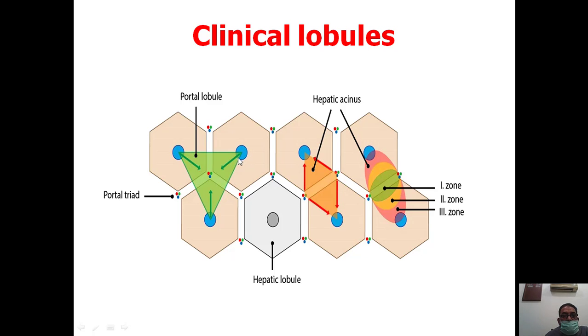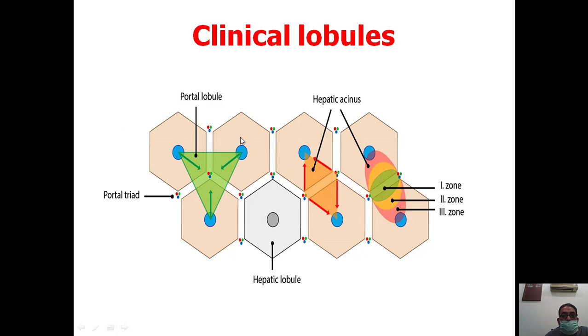central vein, and in the center only one portal triad. Look at the picture. One portal triad, 3 central veins of 3 consecutive, neighboring hepatic lobules. They form a triangular structure. This triangular structure is called the portal lobule. Not the hepatic lobule, it is named the portal lobule.